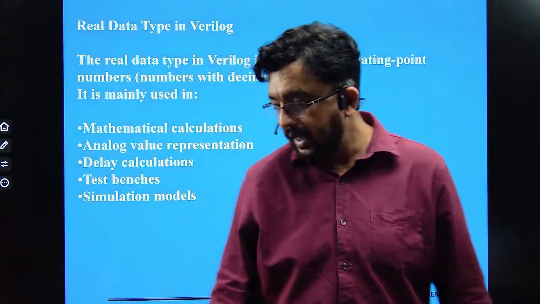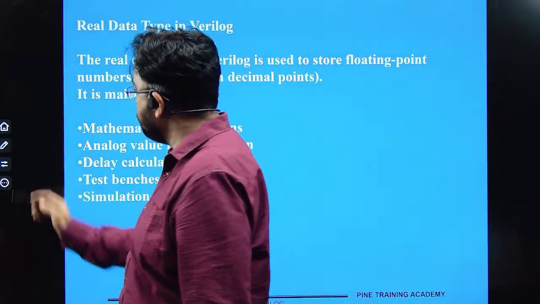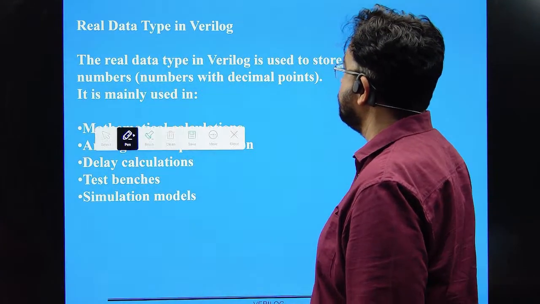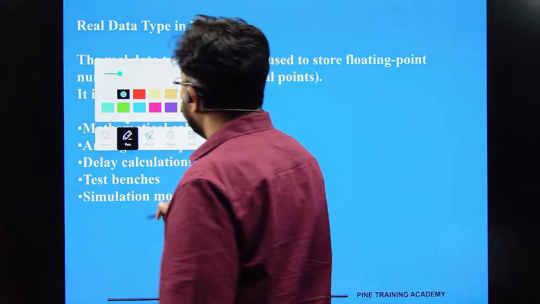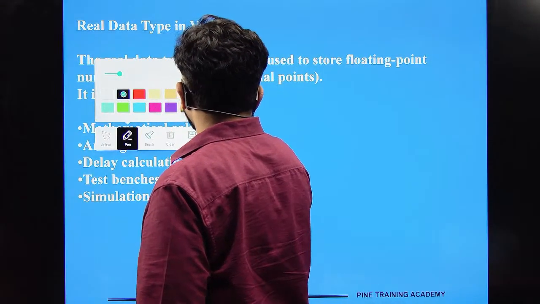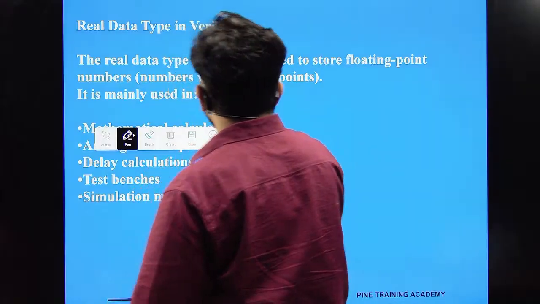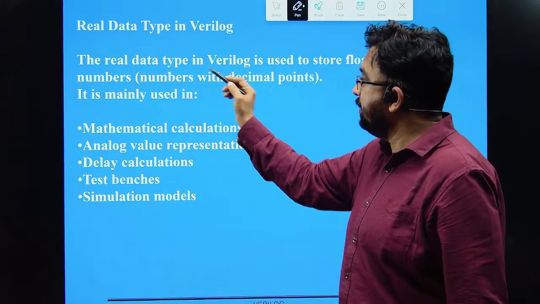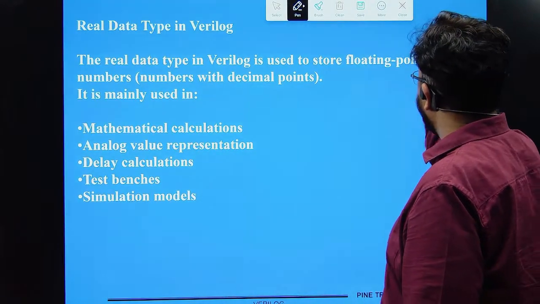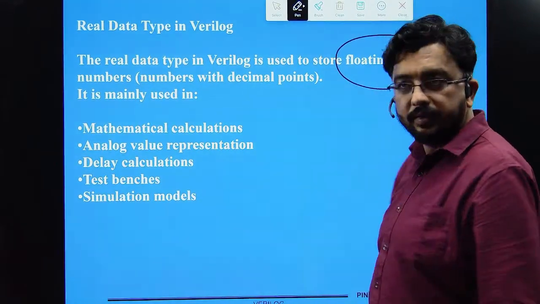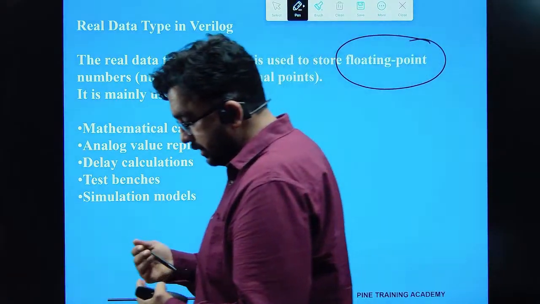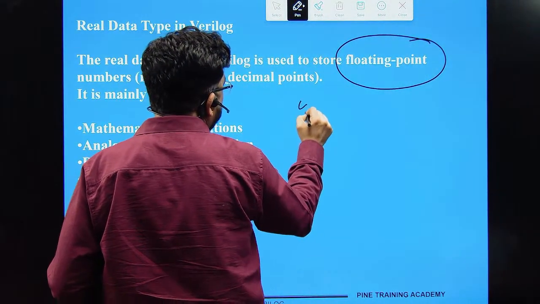I am telling this again. The real data type in Verilog is used to store floating point values, anything that is running with a floating point, such as 4.12.